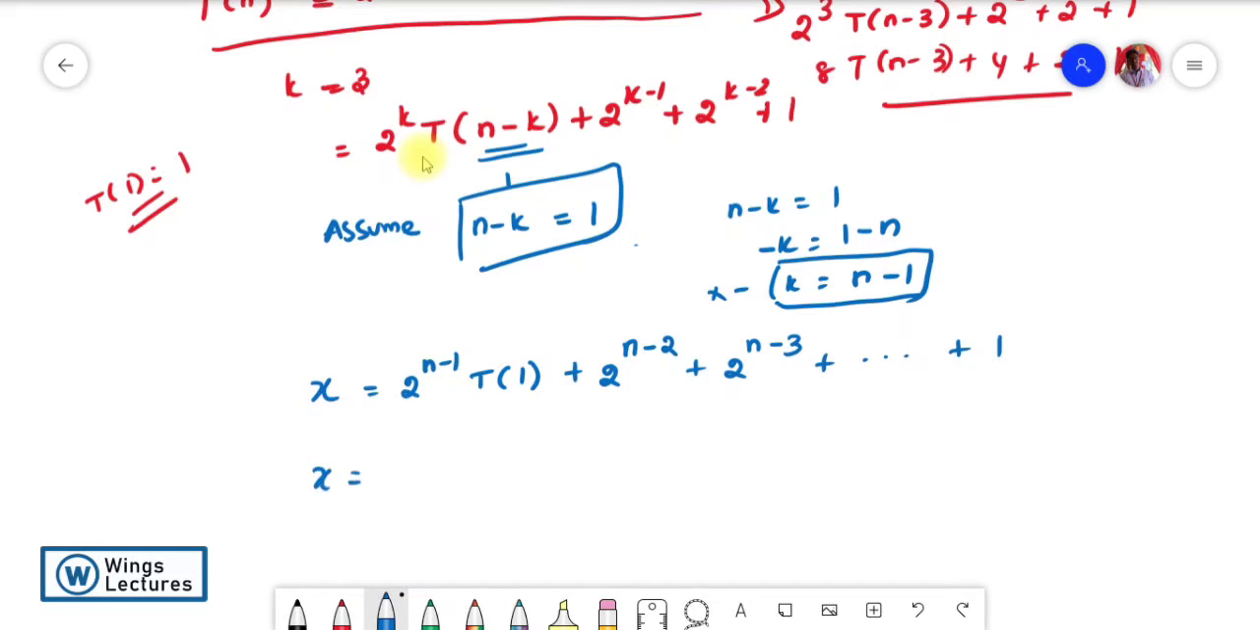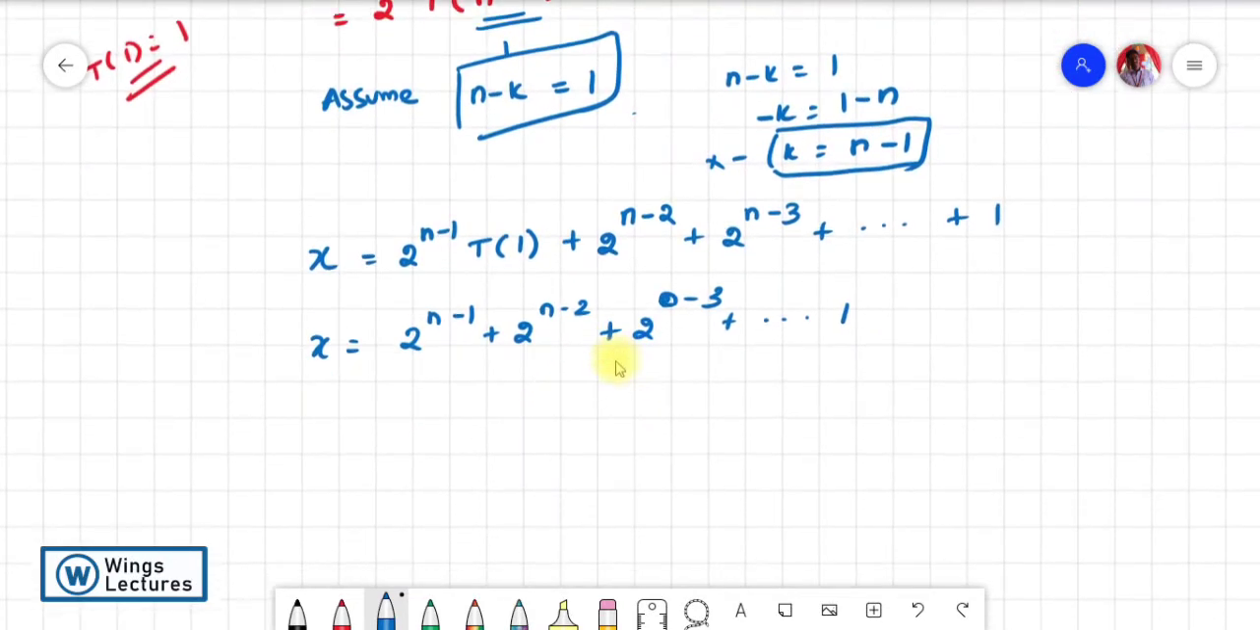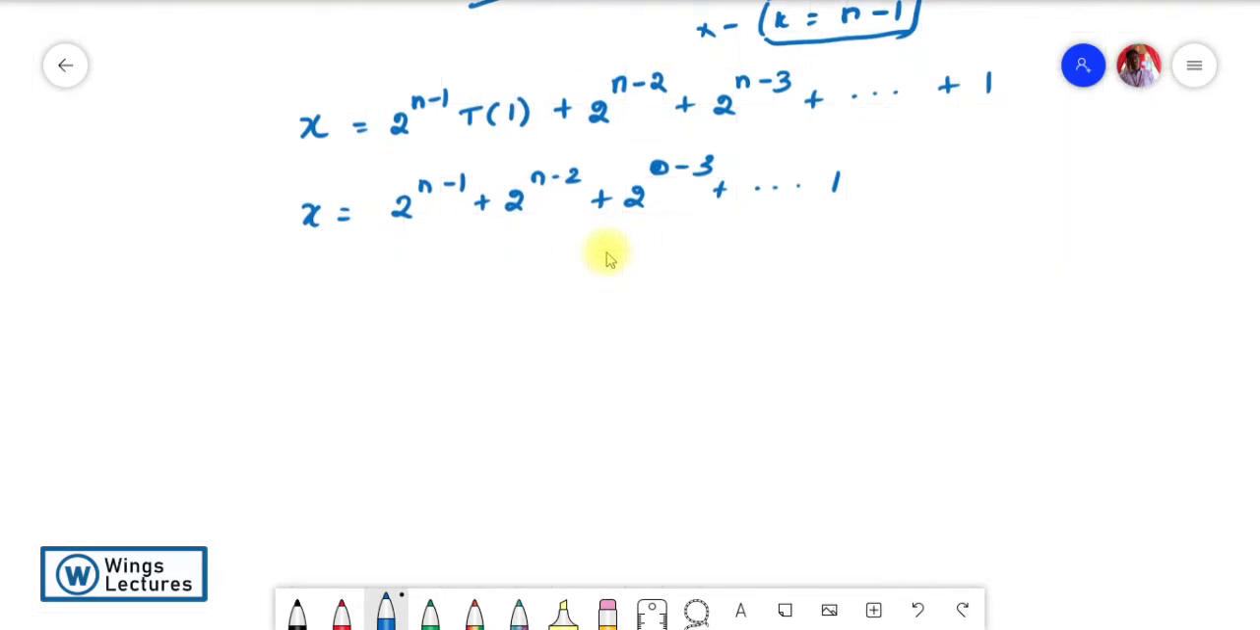Okay, so if you simplify it, what would be the result? 2 power n minus 1 plus 2 power n minus 2 plus 2 power n minus 3, it will go on like this. Okay, so now for solving this problem, because I have to find out the simplified equation, I am going to multiply this equation. Take this one as equation 1 and multiply equation 1 by 2.